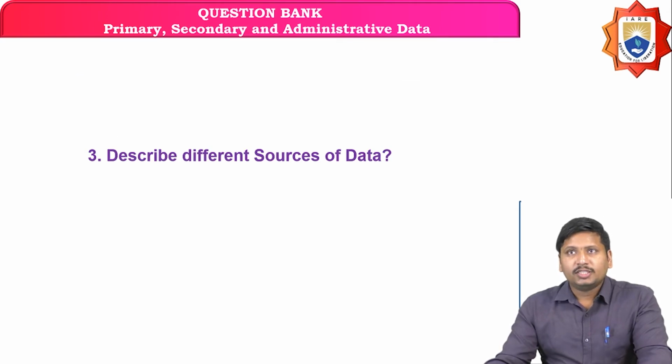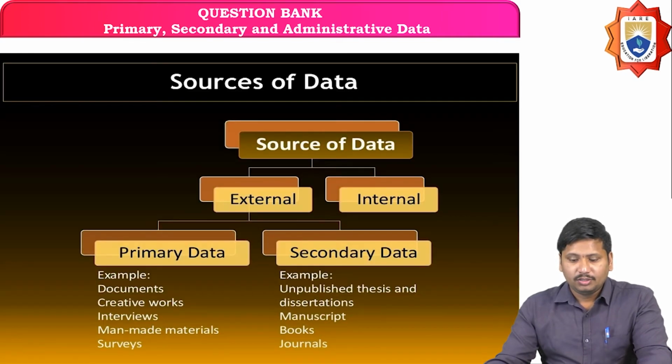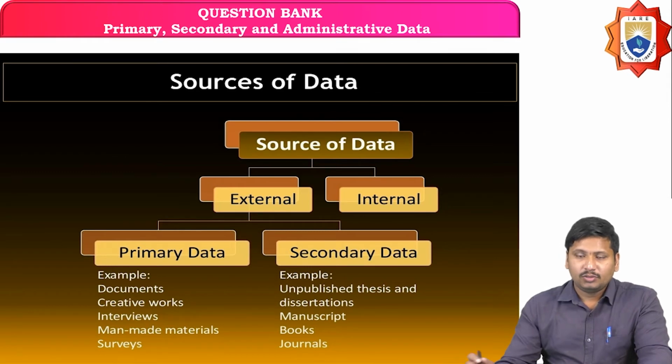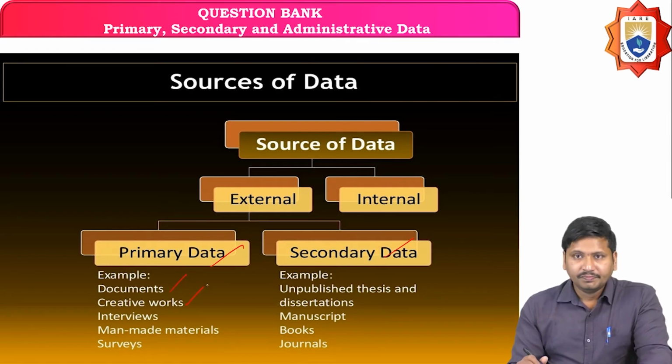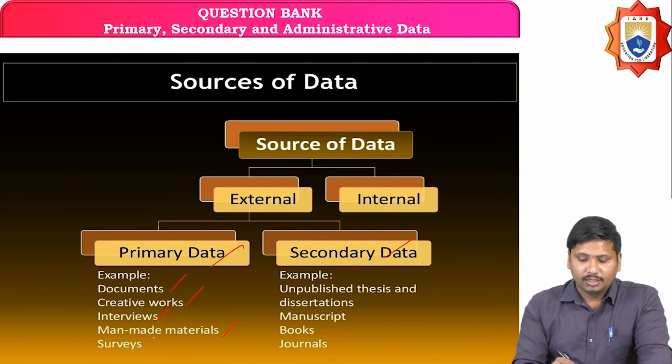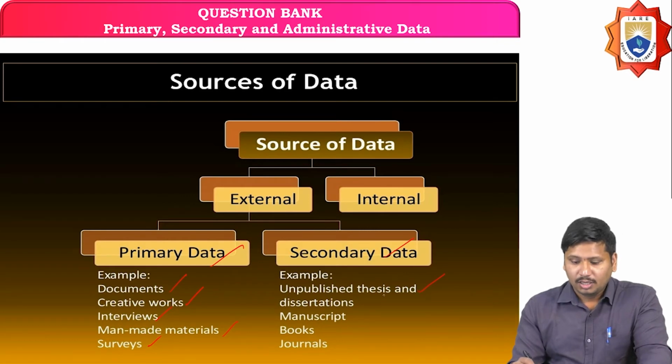The next question is to describe the different sources of data. The different sources of data will be external and internal, as I said previously. If I consider the external one, there is primary and secondary data. Primary data means documents, creative works, interviews, man-made materials, and surveys. And secondary data is nothing but unpublished theses, dissertations, manuscripts, books, and journals. These are some examples of secondary data.